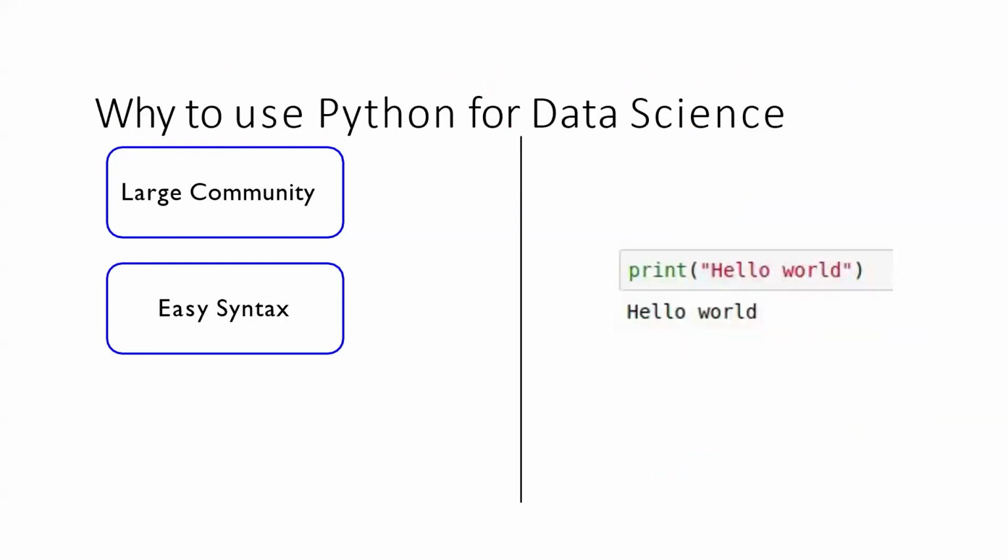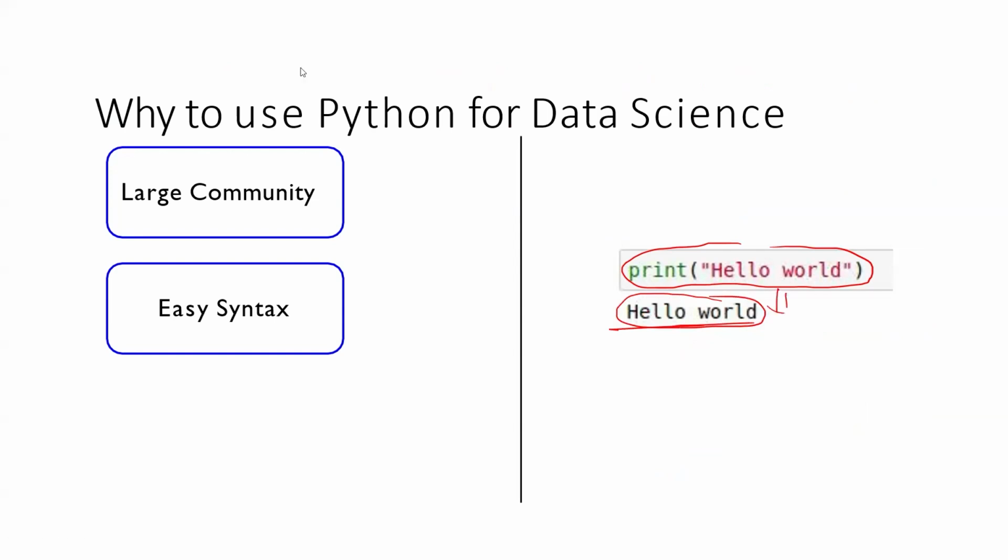Second example: easy syntax. Writing it is very easy. Suppose I want to print something, hello world. It is just one word, hello world. Obviously, we printed it.